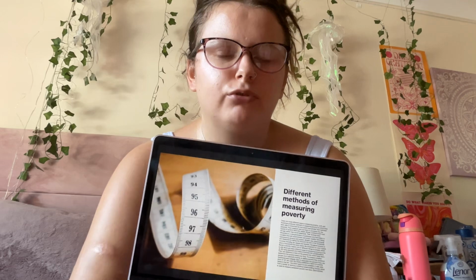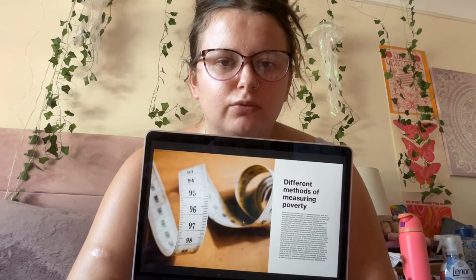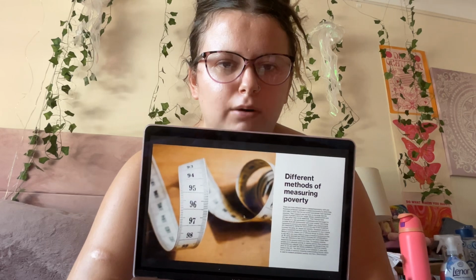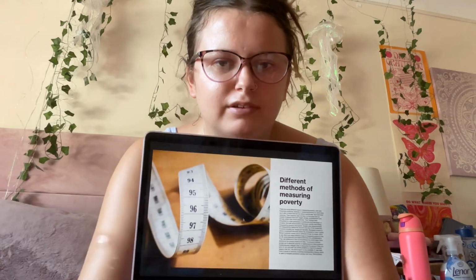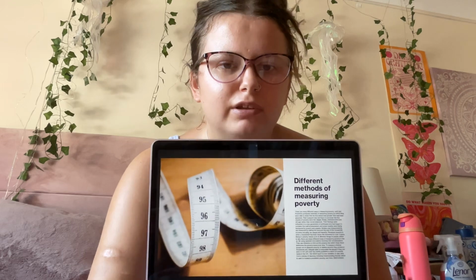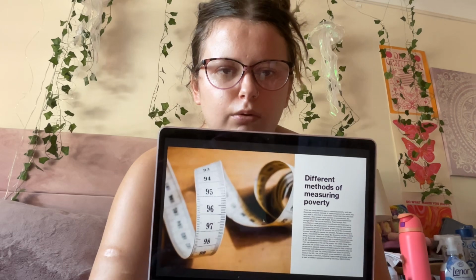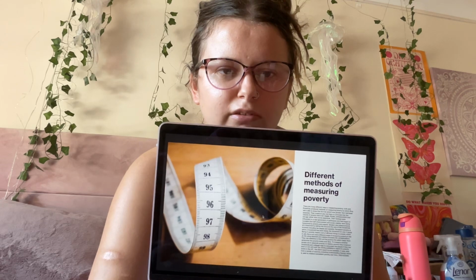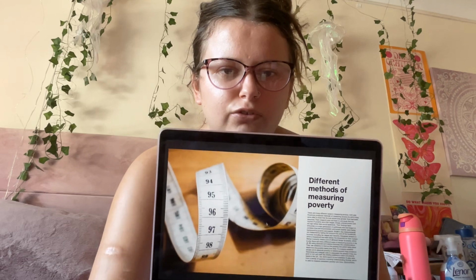Different methods of measuring poverty. There are many different ways in measuring poverty, and Rowan Cherry produced methods of measuring poverty by which they were able to show that its true extent was greater than had been assumed. Their research also led them to conclude that the causes of poverty were low wages, illness, unemployment, and old age rather than moral weakness.